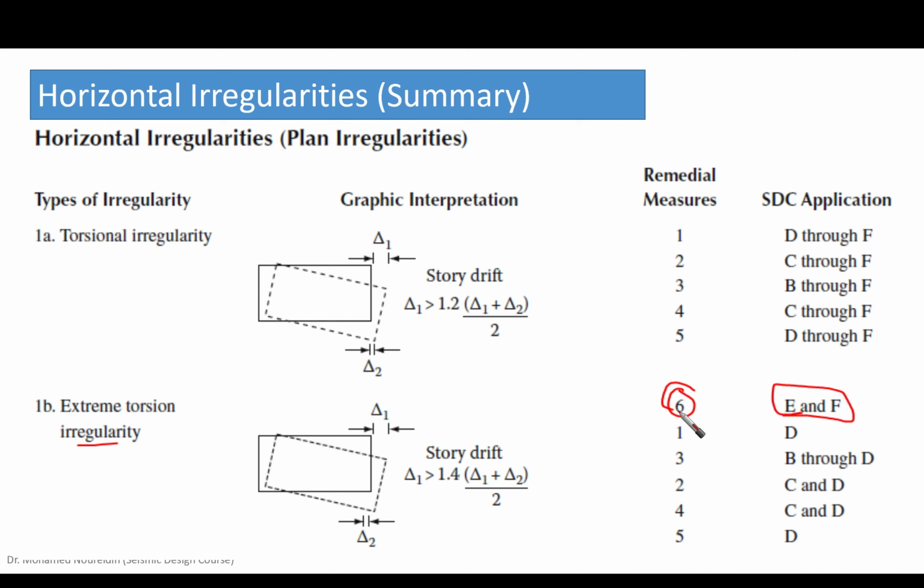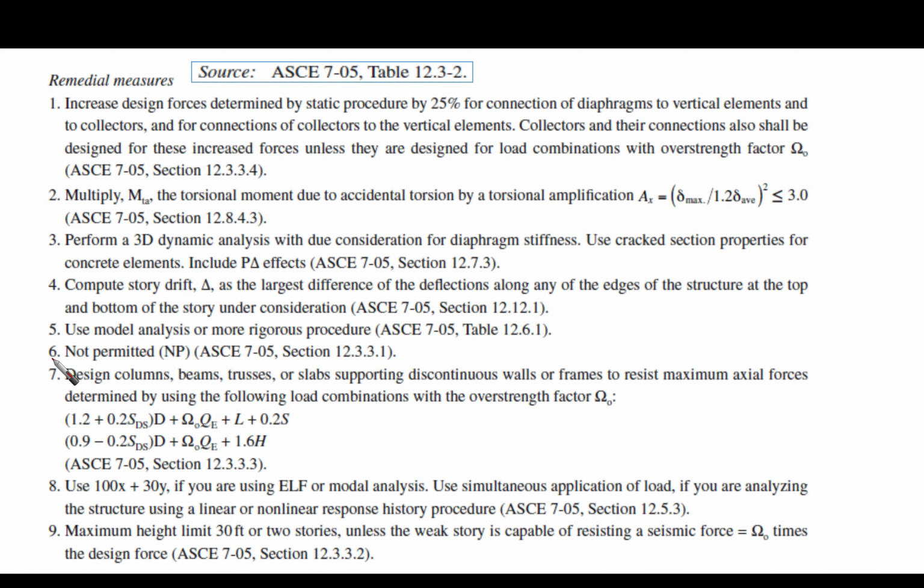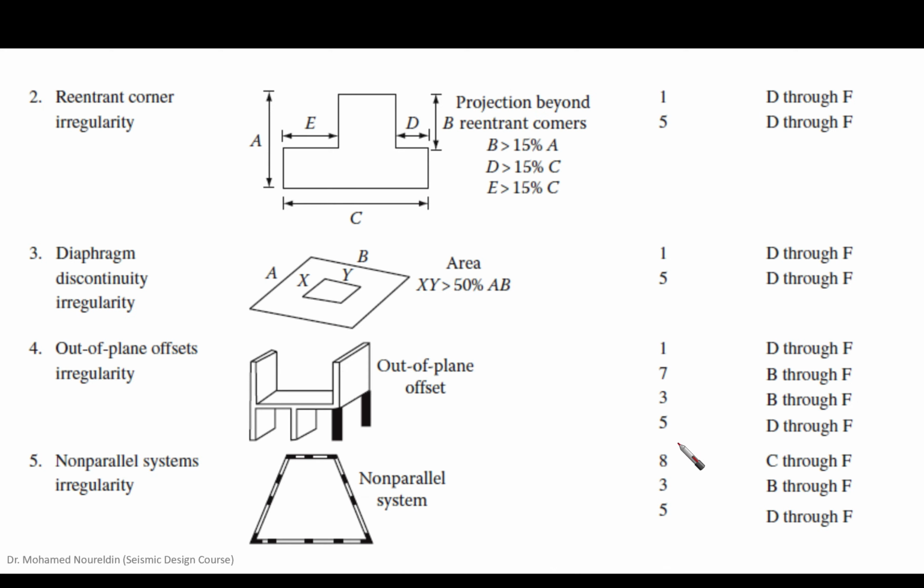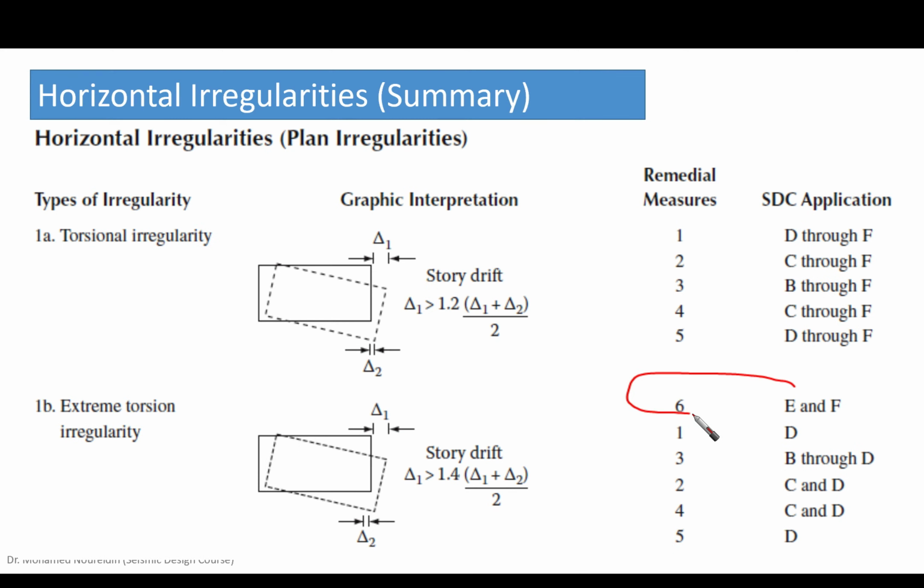Actually, 6 will nullify this. You are going to find 6 means that it is not permitted, NP. So let's see here. This is 6, which is not permitted, NP. So it's not allowed in these two seismic design categories. Okay, I hope that you understood the meaning of the horizontal irregularities in general, the remedial measures that we should use, and the SDC applications available for them.